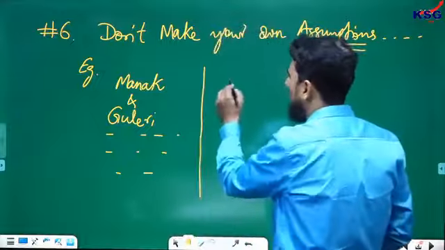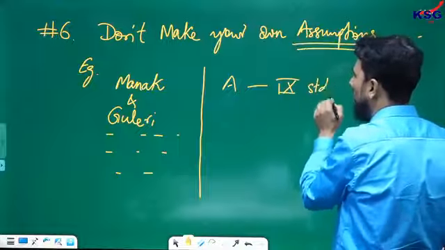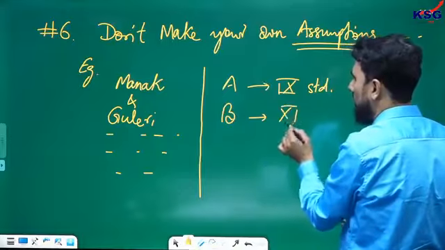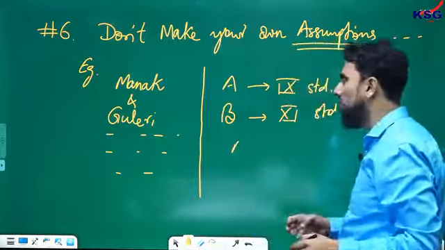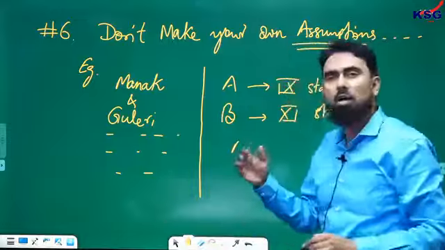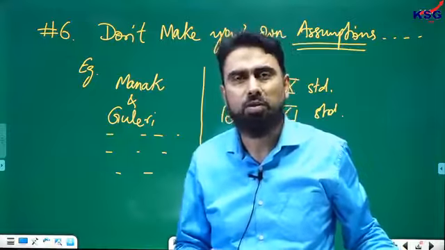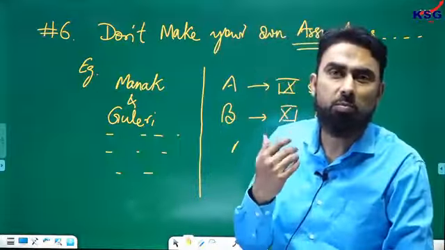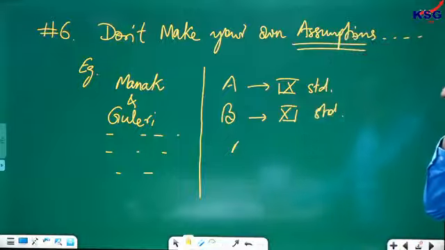Similarly, another simple example: if A is a student of 9th standard and his cousin B is a student of 11th standard, and you have simply made an assumption that it means that B must be taller because he is in the higher class, right? So you should not, because there is no fixed thing. So don't make your own assumptions, and especially the GS knowledge, make sure that your option should be based on the information given in the passage, or it should have some logical connections. I hope point number 6 is clear.